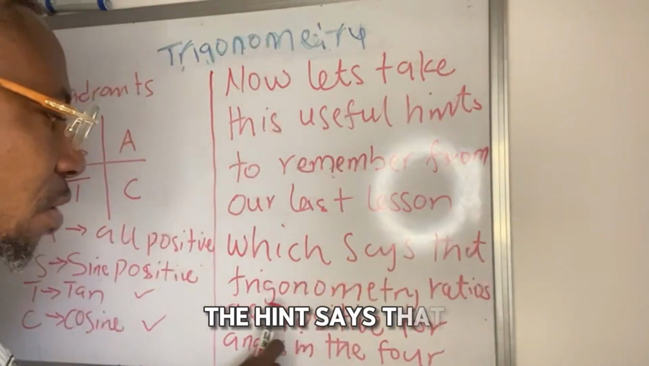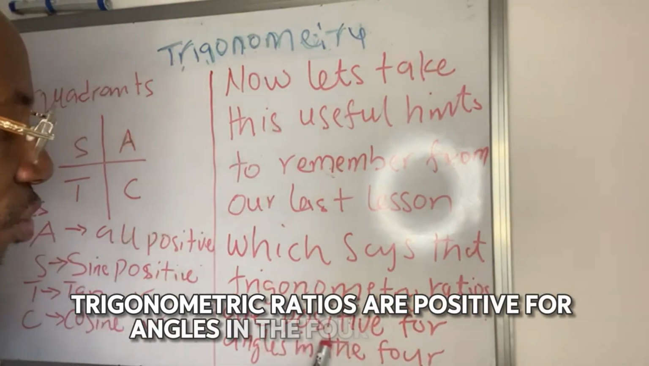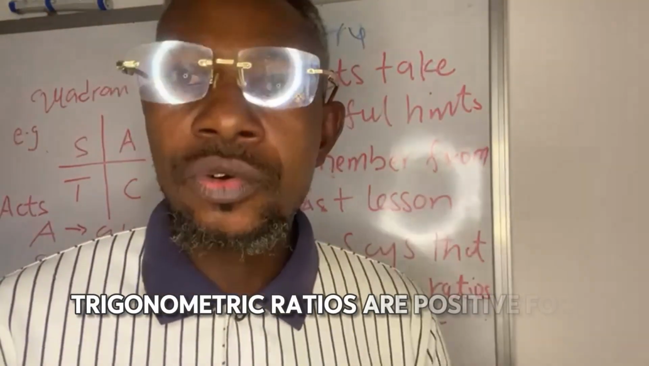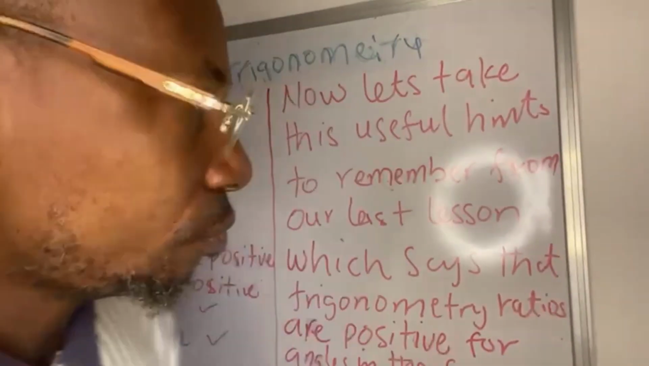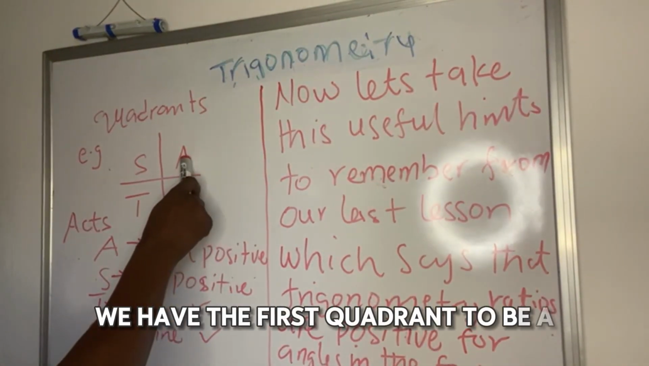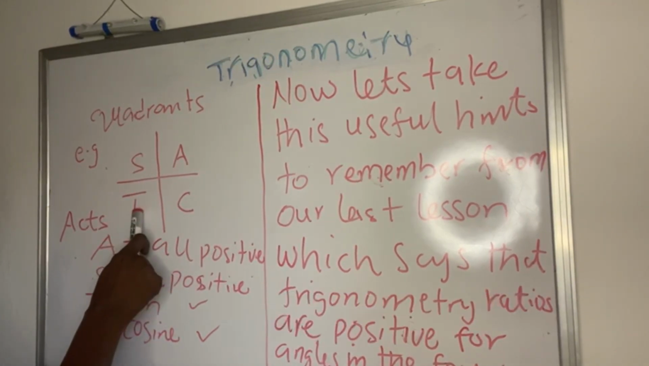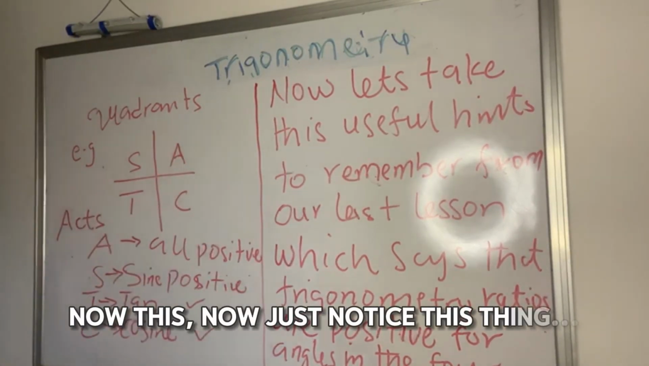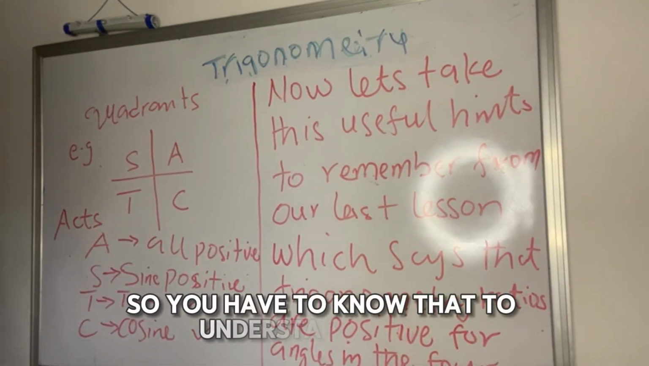The hint says that trigonometric ratios are positive for angles in the four quadrants. For example, we have the first quadrant to be A, the second quadrant to be S, the third quadrant to be T, and the fourth quadrant to be C. Notice this thing. It's ASTC, "arts". So you have to know that to understand it.